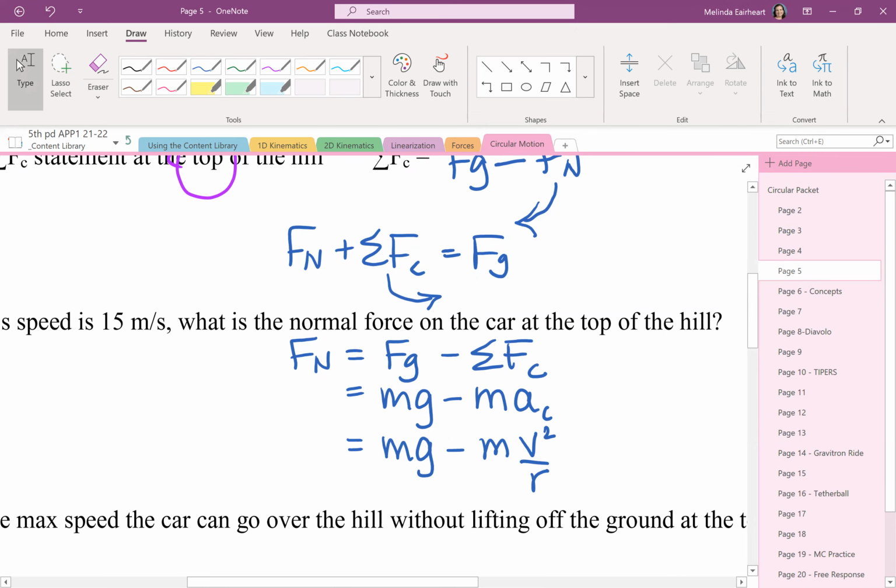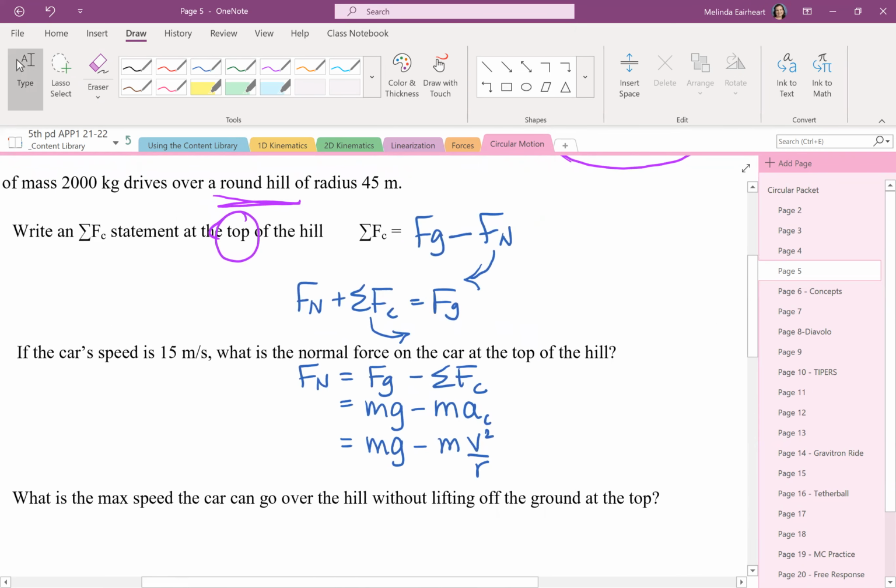Did they give us the mass? Yes, as they should. By the way, like tension, when you solve for normal force, mass should not cancel, okay? And we're solving for normal force here, so they did give me the mass. We know gravity. They've given me the speed at the top, an actual speed. They haven't labeled it minimum or maximum or anything like that. And then they did give us the radius.